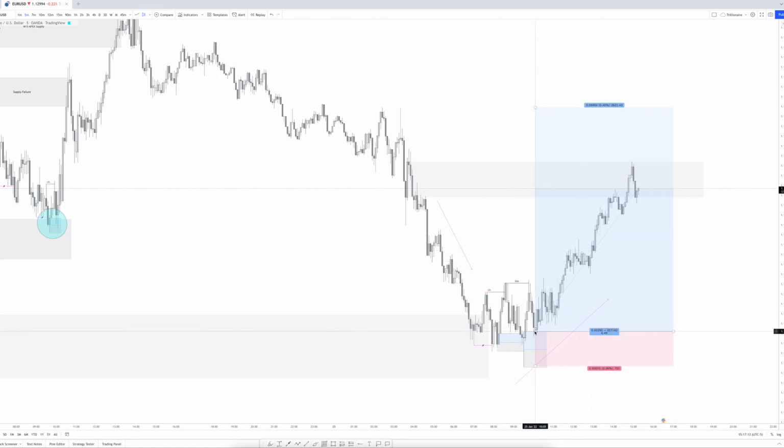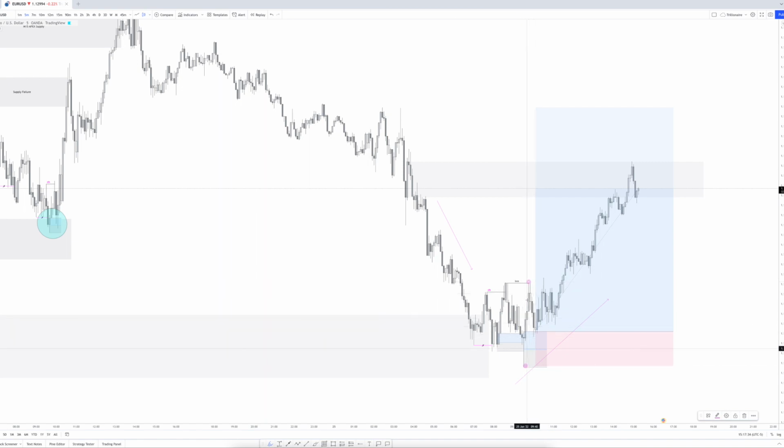So we see price tags us into this entry, we consolidate just a little bit, and then demand comes into the market and starts to break structure to the upside, giving us bullish momentum. Now, you could have found other re-entry opportunities, but I'm not going to talk about that. What I want you guys to understand is the more structure price creates away from your entry, the less probability the new entry is going to be.